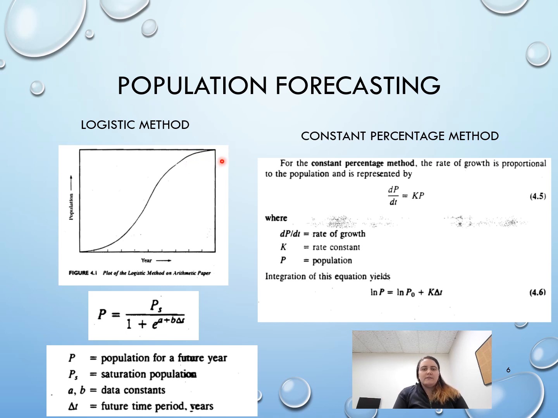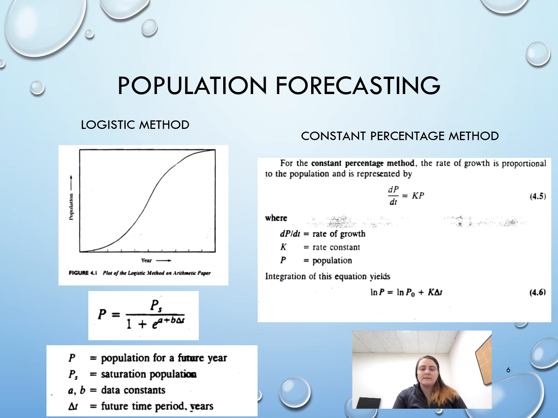And so with each of these methods, what you're going to see is that there's different equations for each. We're not necessarily going to go through and do forecasting of populations. I'll give you population figures most of the time in class, but it's good to be aware of these if you're going to be designing in the future. So you'll see that the logistic method, population is based on a lot of different constants, and it has exponentials in it, and that's important.